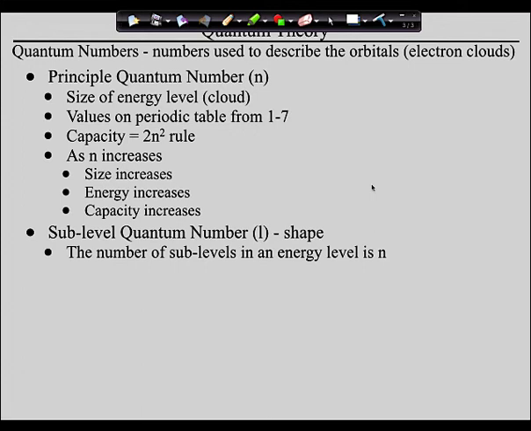Energy level 1 can have how many sublevels? 1. Energy level 2 can have 2. Energy level 3 can have 3. Do you understand the pattern? Energy level 4 can have 4 sublevels, 5 can have 5, and so on. So the number of sublevels that an energy level can have is the number of the energy level.